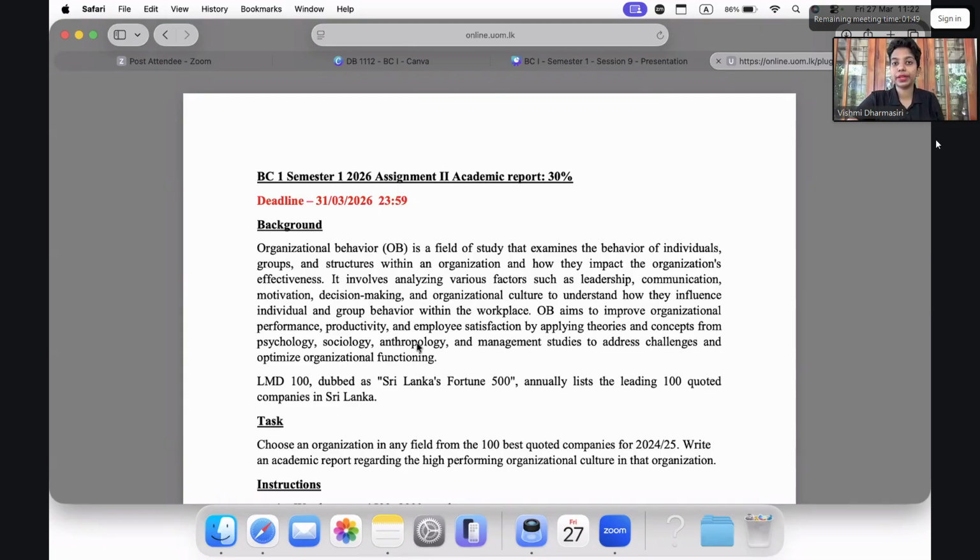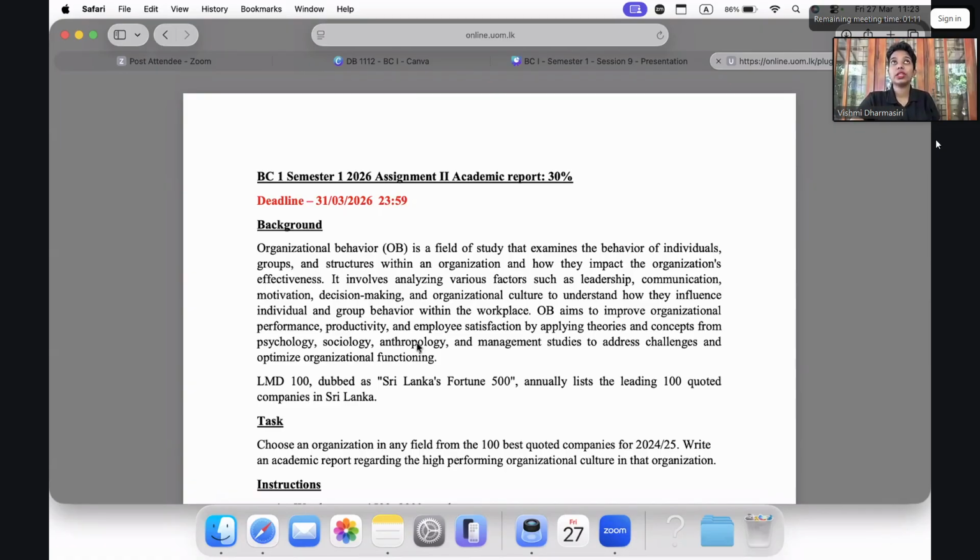Let's say we are talking about Mercedes Benz, the company, right? So their branch in Sri Lanka. Let's say you are taking that company. Also, please make sure the company you choose should be in the LMD 100 list. You can get this list online. So pick one of the companies listed there. There are 100 companies listed. You can pick anyone you like, and then proceed with your assignment.